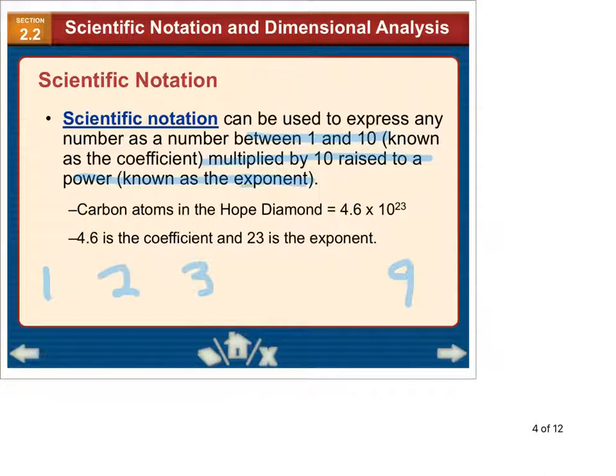And I'll be using the terms exponent and coefficient. So, here's a scientific notation: 4.6 times 10 to the 23rd. 4.6 is the coefficient, 23 is the exponent. That's the number of carbon atoms in the Hope Diamond.